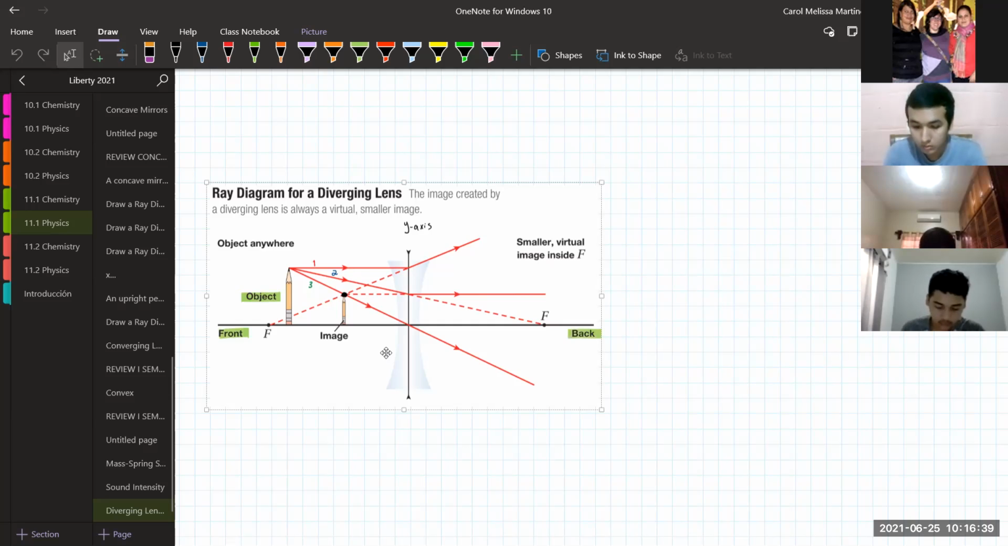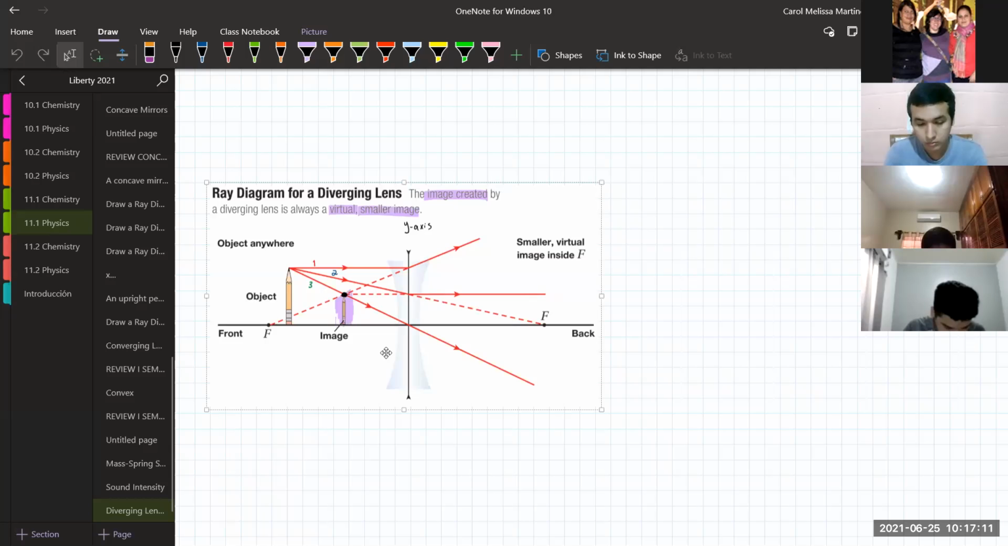Also notice that the focal point is located at both sides of the lens. Now let's see. It says that the image created by the diverging lens is always virtual and smaller. And also, as you can see here, the image is always upright. That is very important that you notice it.